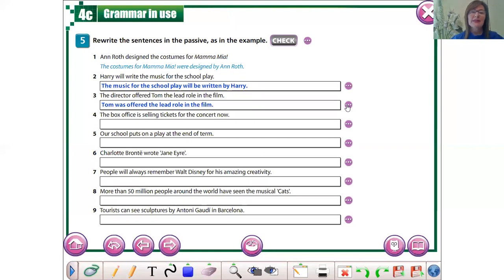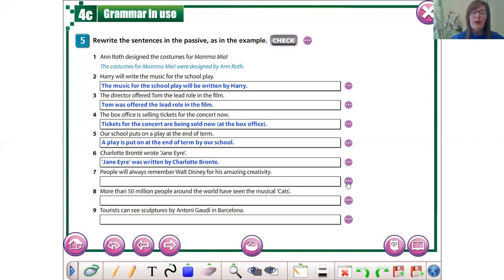The box office is selling tickets for the concert now. Tickets for the concert are being sold now at the box office. Our school puts on a play at the end of term. A play is put on at the end of term by our school. Another, Charlotte Brontë wrote Jane Eyre. Jane Eyre was written by Charlotte Brontë.